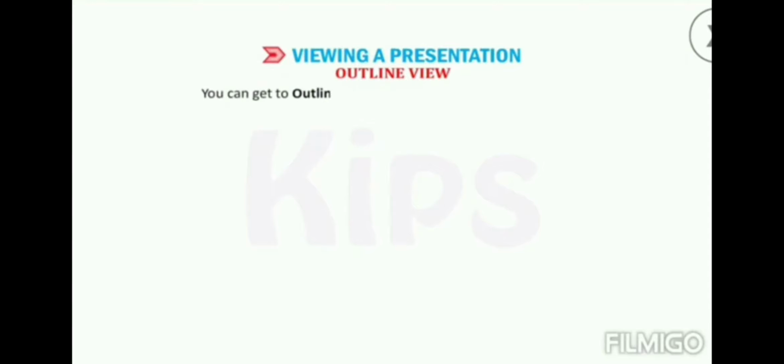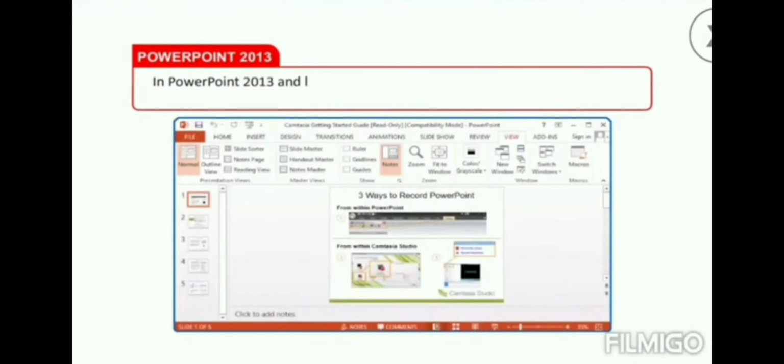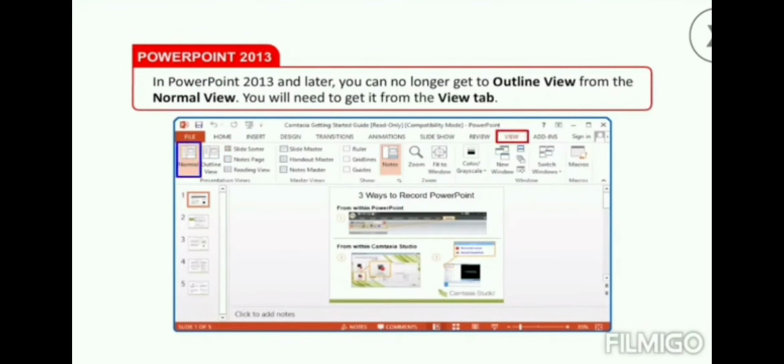You can get to Outline View from the View tab on the ribbon. It displays the slide text in the outline pane. Note the fact, in PowerPoint 2013 and later, you can no longer get to Outline View from the normal view. You will need to get it from the View tab.